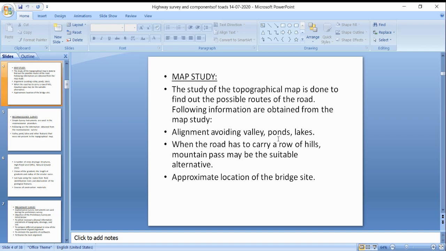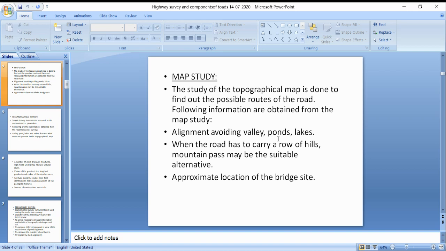I have already said that by the contours we can see the gradient. So gradient is also important. We have to see whether we are going within the ruling gradient or not. We have to see the allowable limits, and also the scale of the contour. Possible routes may be drawn on the map itself.